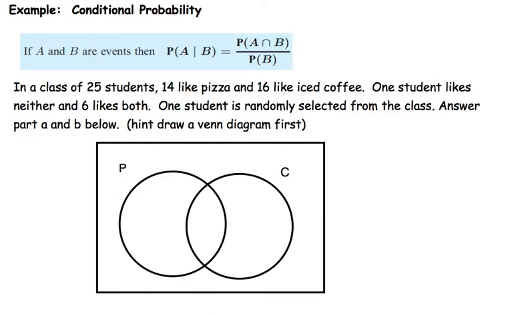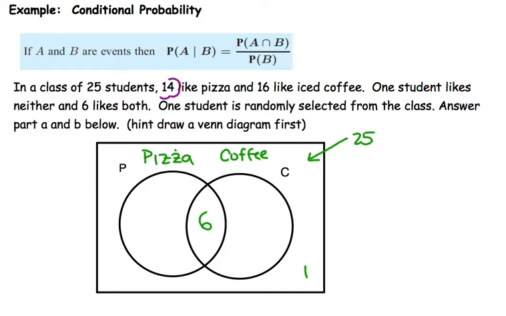All right, so here's our example. We have 25 students in our class. So this Venn diagram total represents 25 students. And we have two events, people who like pizza and people who like iced coffee. So I'm going to say up here, these are our students who like pizza, and these are our students who like coffee. One student likes neither, so they're out here, and there are 6 that like both. So they're my intersection.